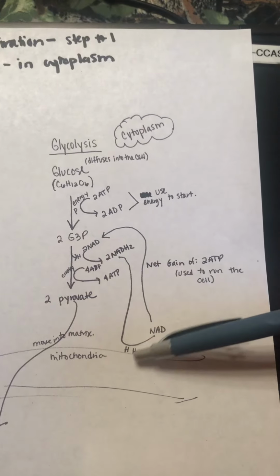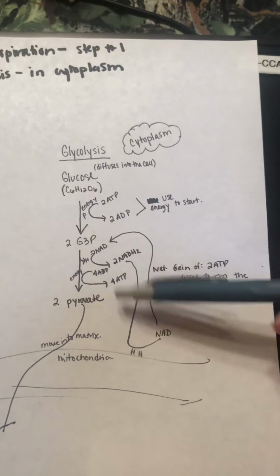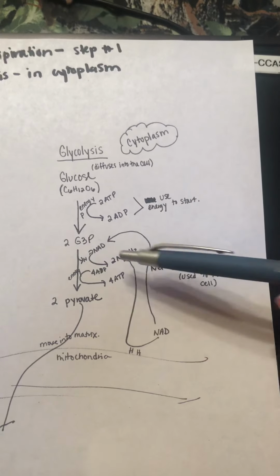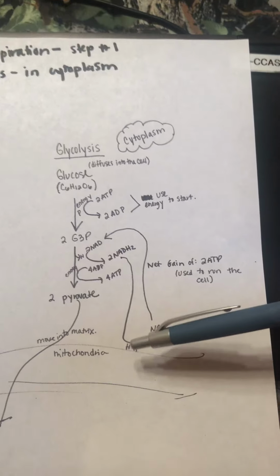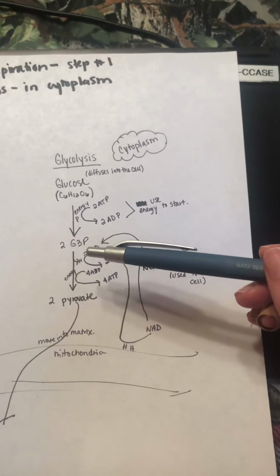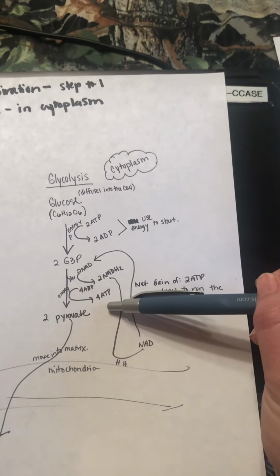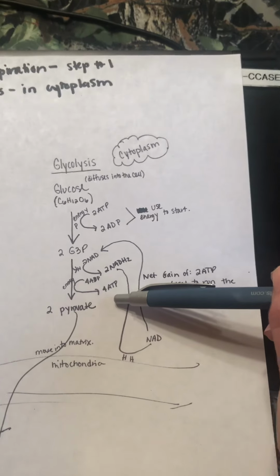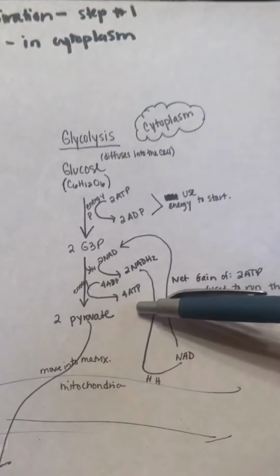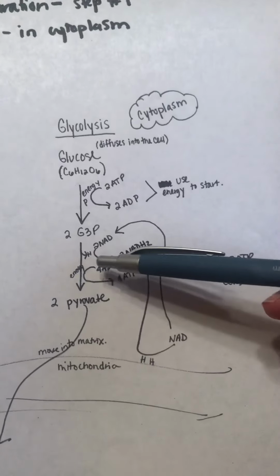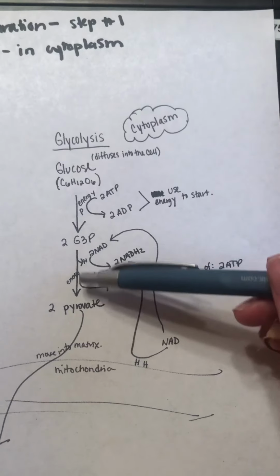So again, NAD is just like a taxi. It's going to keep going on this little trail back and forth. It's going to pick up its hydrogens, drop them off, and go back and get more hydrogens. So we get rid of hydrogen. Anytime we break bonds, we're going to release energy. So by breaking off hydrogens, we have given ourselves the opportunity to create some energy and to store some energy.